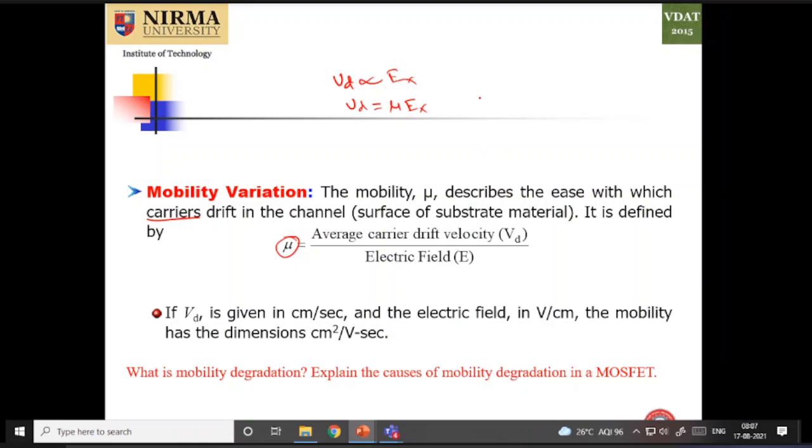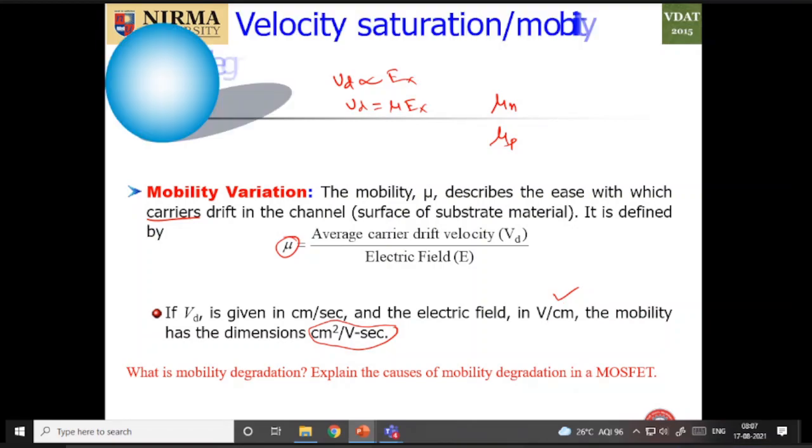Okay, so this mu is nothing but the ease with which carriers, that carriers may be holes or electrons, move. If it is electron, then we write mu n. If it is hole, then we write mu p. And its unit is centimeter square per volt second, if drift velocity is given as centimeter per second, and electric field is given as volt per centimeter.